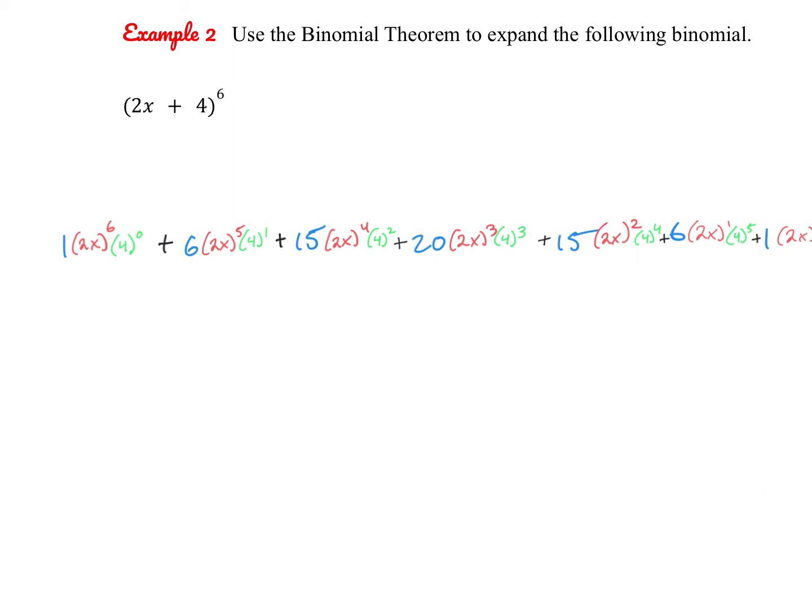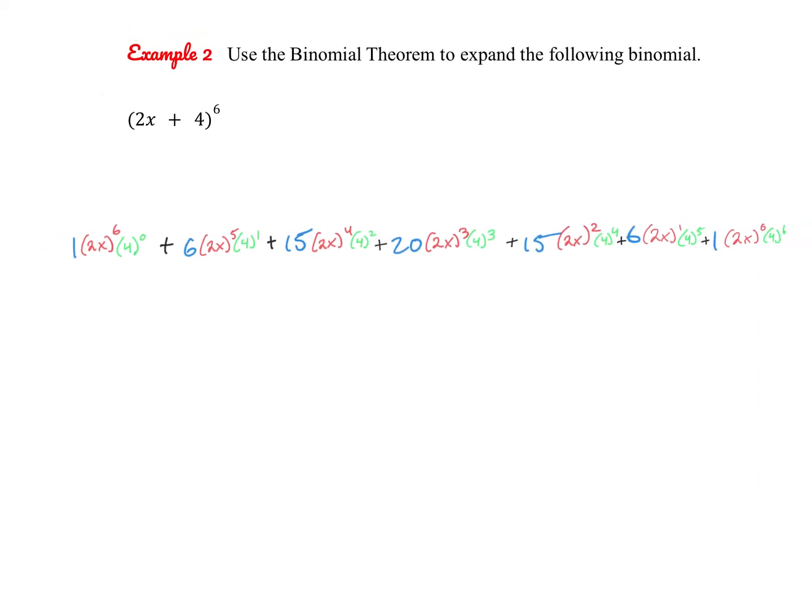And now, again, it's just a matter of simplifying. So let's start with this first one. If you raise 2 and x to the power of 6, you get 64x to the 6th. And then for the next term, you have to do 2 to the power of 5, and then also multiply that by 6 and then 4. And we get 768 times x to the power of 5.